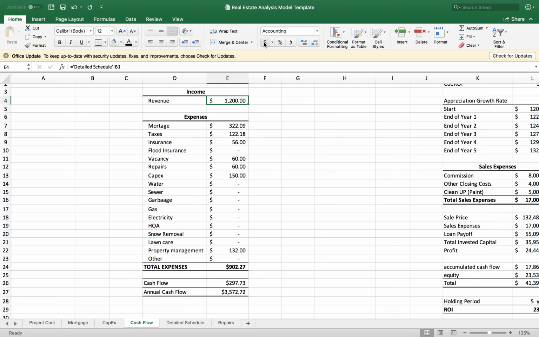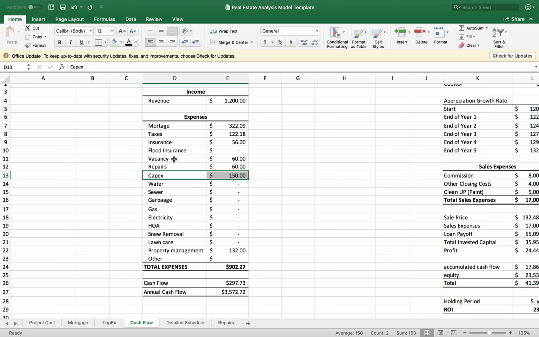All right, now the second step is to figure out what your monthly expenses are. In this example, I have listed a mortgage of $322, taxes of $122, and insurance of $56. I've also budgeted additional amounts for vacancy, repairs, and capital expenditures. The reason you want to budget for these amounts on a monthly basis is because you never know when your building may go vacant.